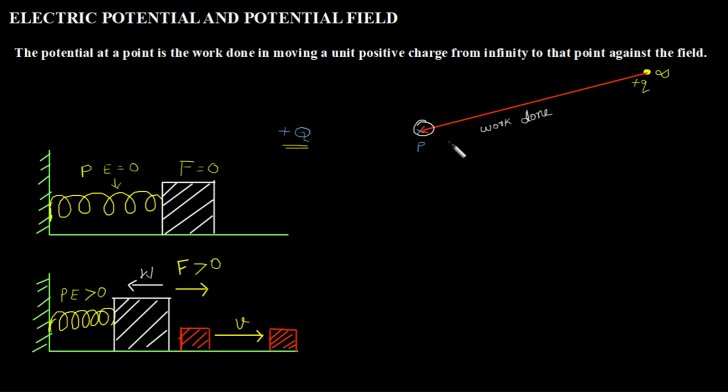Now I need to find a point where whatever is kept at that point will not experience force due to this plus q. In this example, something like this. This box, I can keep it somewhere here, right? Somewhere here, so that it will not experience any force.